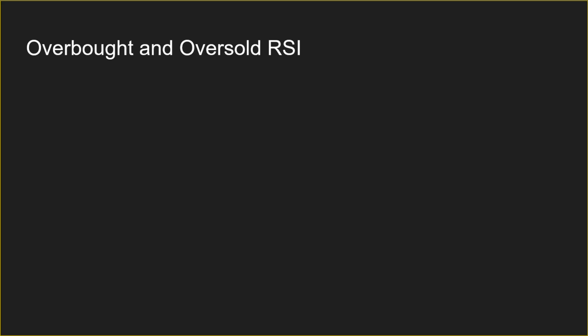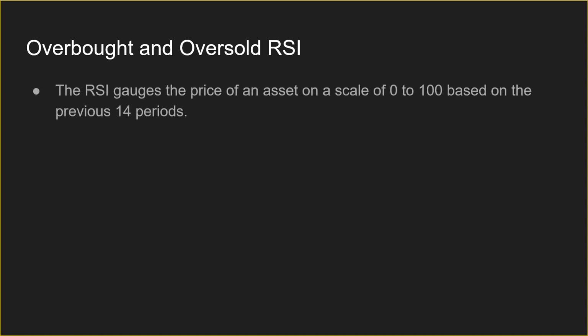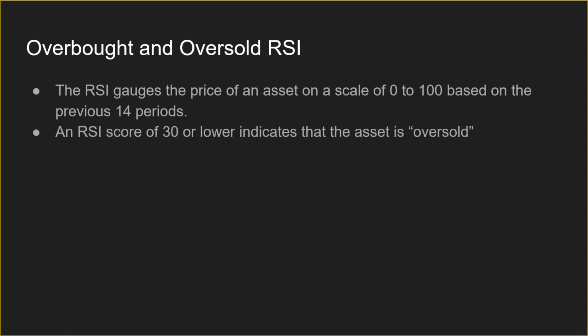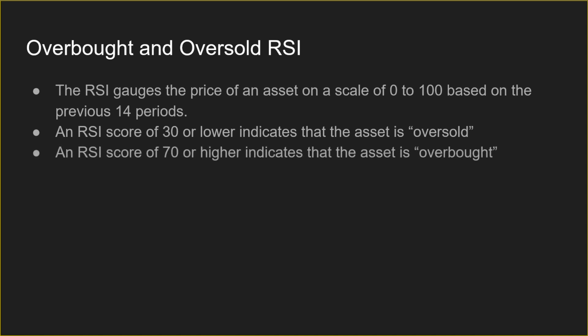So let's talk about overbought and oversold RSI conditions. So we saw previously on the bottom scale that the RSI gauges the price of an asset on a scale from 0 to 100 based on the previous 14 periods. Now, within that, an RSI score of 30 or lower indicates that the asset is oversold. Now, an RSI score of 70 or higher indicates that the asset is overbought.